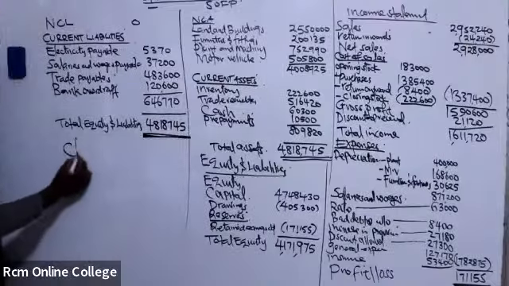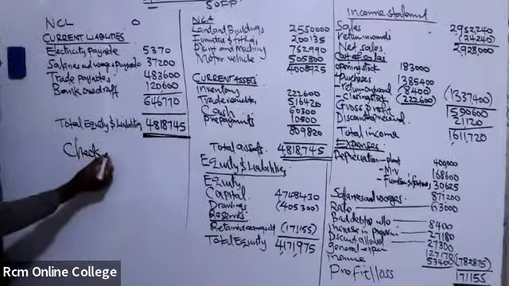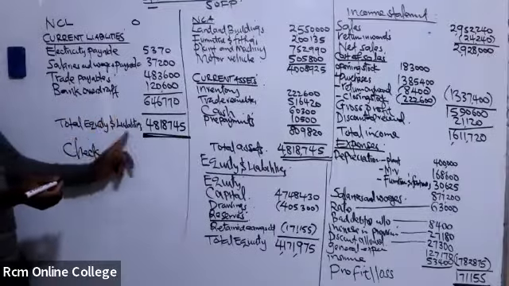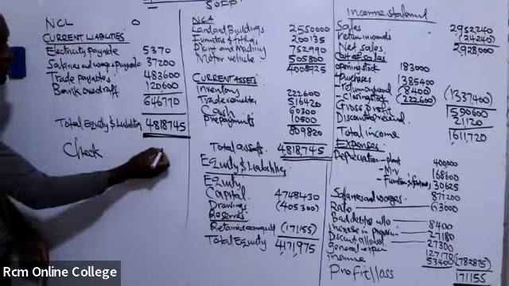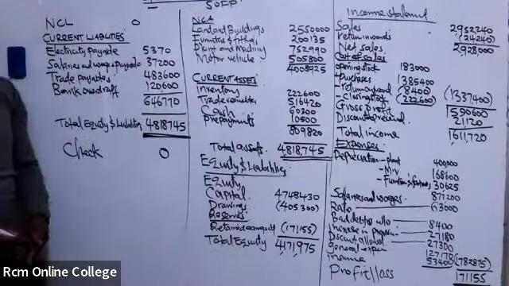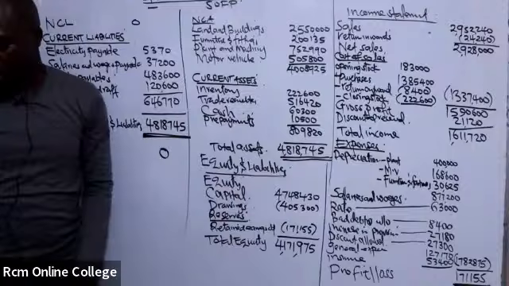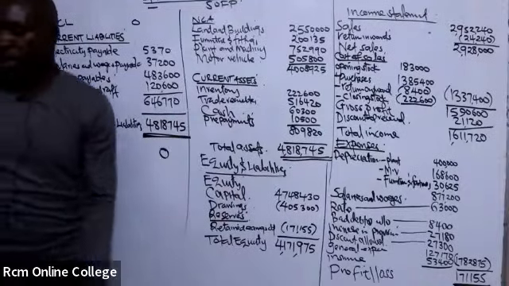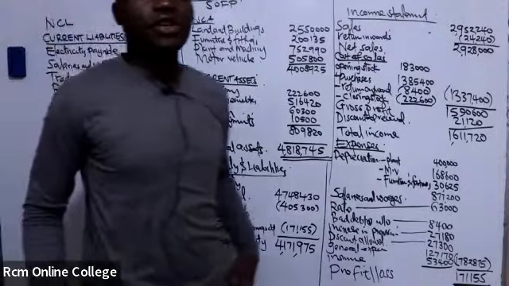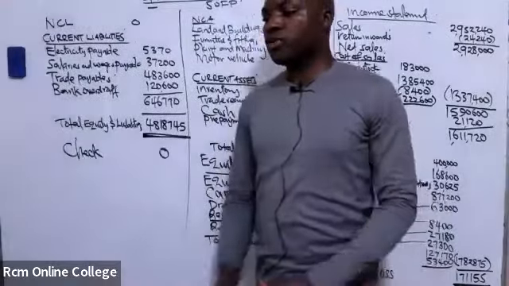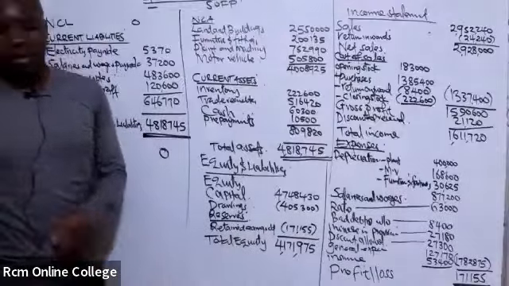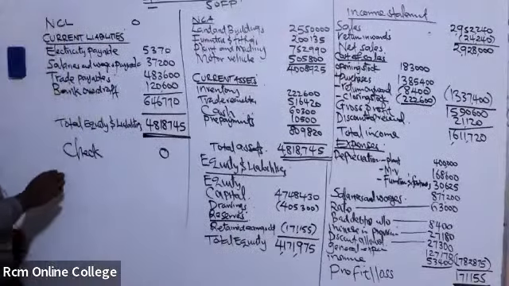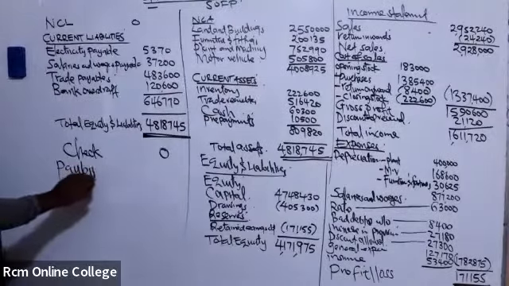So we want to come up with something here called check. We are going to check. Can you check that total equity and liabilities minus total assets is giving you 0? We are checking.